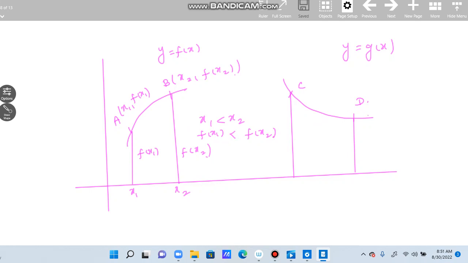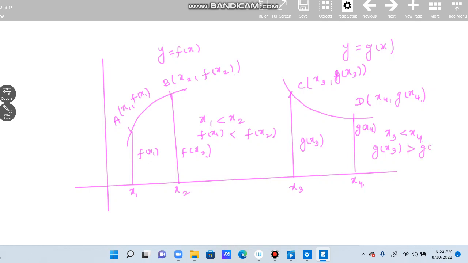Now coming to the case of a decreasing function, let me choose that this point has coordinates x3 and g of x3, because the equation of this graph is taken as g of x, and let D be taken as x4 comma g of x4. It is very clear from the figure that x3 and x4, being the feet of the perpendiculars from C and D, have x3 less than x4. But what can we say about g of x3 and g of x4? We can see that g of x3 is greater but g of x4 is lesser. That is, g of x3 is greater than g of x4.